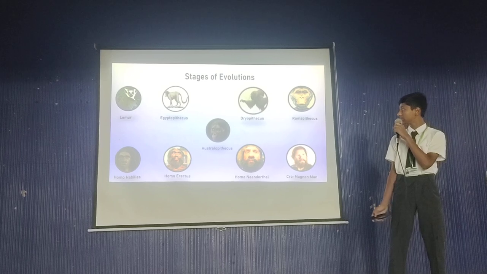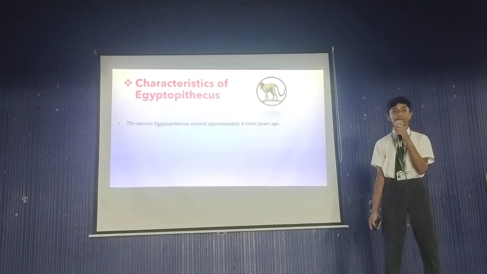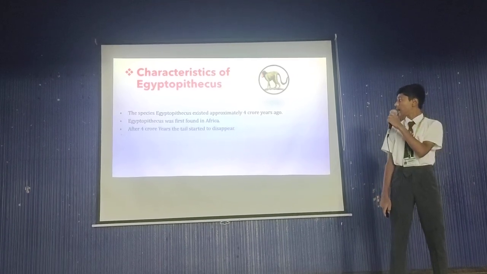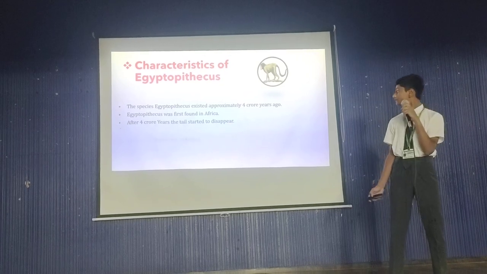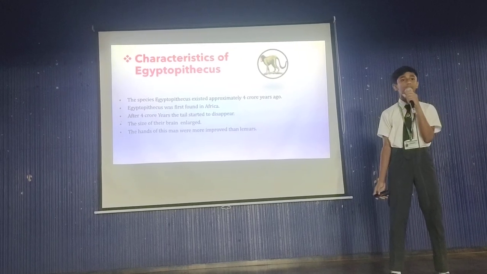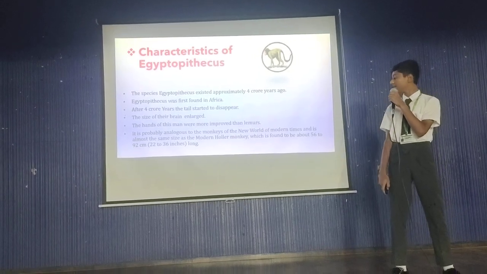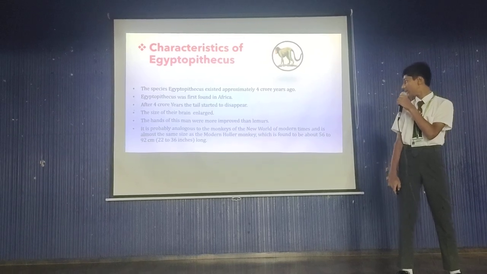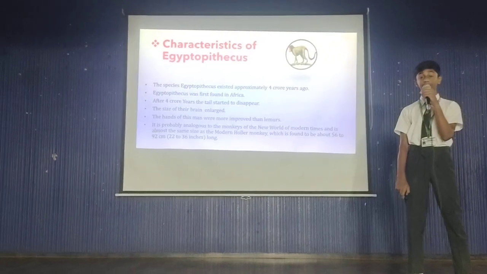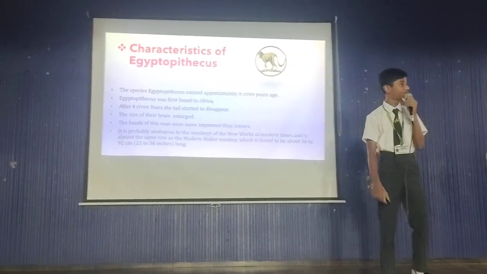Next stage is Aegyptopithecus. Characteristics of Aegyptopithecus: the species existed approximately 4 years ago. Aegyptopithecus was first found in Africa. After 4 years, the tail started disappearing. The size of the brain enlarged. The hands were more improved than the mouth. It is probably analogous to the monkeys of the New World of modern times and is almost the same size as the modern howler monkey, which is about 56 to 92 cm long. Now I would like to give the mic to Nilesh for further explanation.